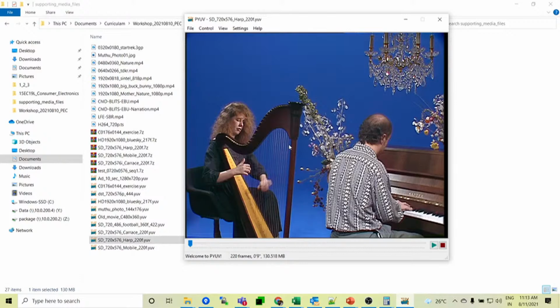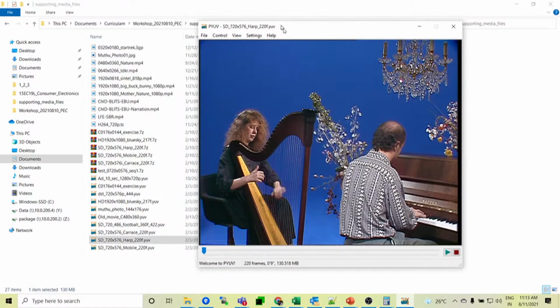Simple equation. 720 cross 576 plus 2 into 360 cross 288, close the bracket, into 220 frames. Yes, sir. It gives 130.5175. Yes, MB. Yeah, perfect.